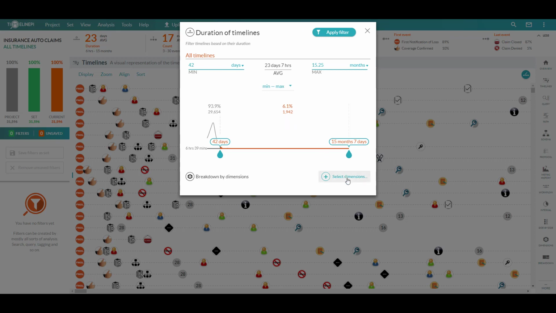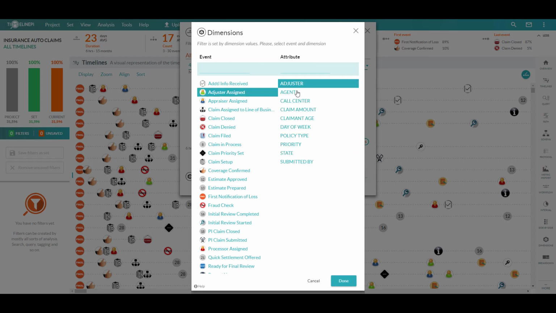Now we can take this one step further and actually choose to break down this duration histogram by any of the attributes of our process. Okay, so if we're curious if there's an adjuster who's taking their time, or if there's a certain state where claims are taking longer than others to process, we could use any of the attributes of this process to get a better picture as to where the time is being spent.